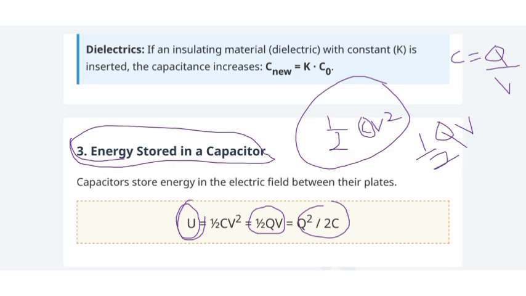Now, what is Q? That's another thing that we'll consider. Q is CV. If you replace Q with CV, we are still going to come back with half CV square. It's as simple as that.